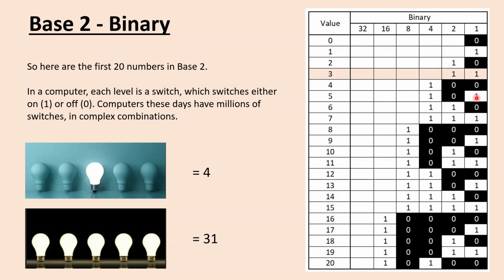1, 0, 1. Okay, the next one is 1, 1, 0. And then 1, 1, 1. And then we need to go to the next level already, and we're only on number 8. So we get 1000. So the number 8 in binary is 1, 0, 0, 0. Really, we should say it's 1, 0, 0, 0 rather than one thousand. And continue down the same way of counting.